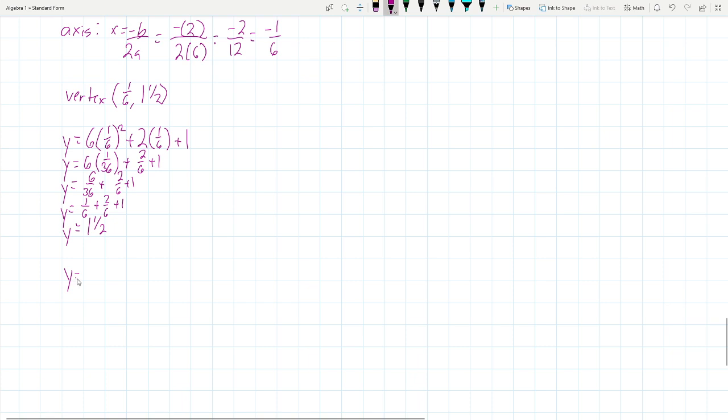My y-intercept is when x is 0. So y equals 6 times 0 squared plus 2 times 0 plus 1. And so my y-intercept is y equals 1.